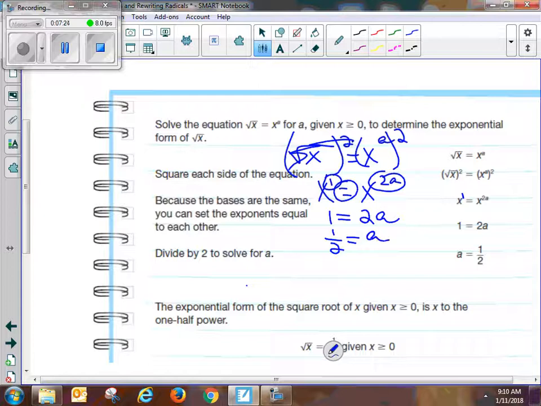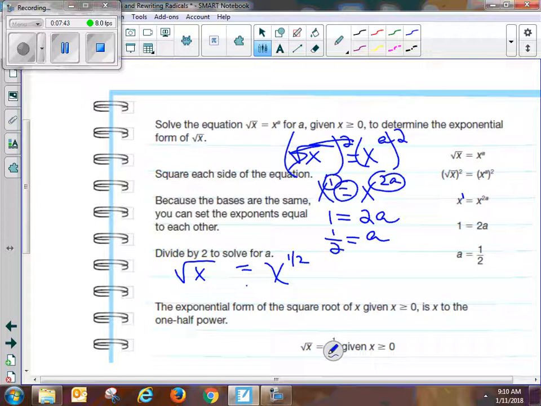So what I just proved to you algebraically is the square root of x is the same thing as x to the 1/2 power. So as the values get meatier, if you freaked out during a test and you couldn't just see your shortcut, you could always solve it algebraically.